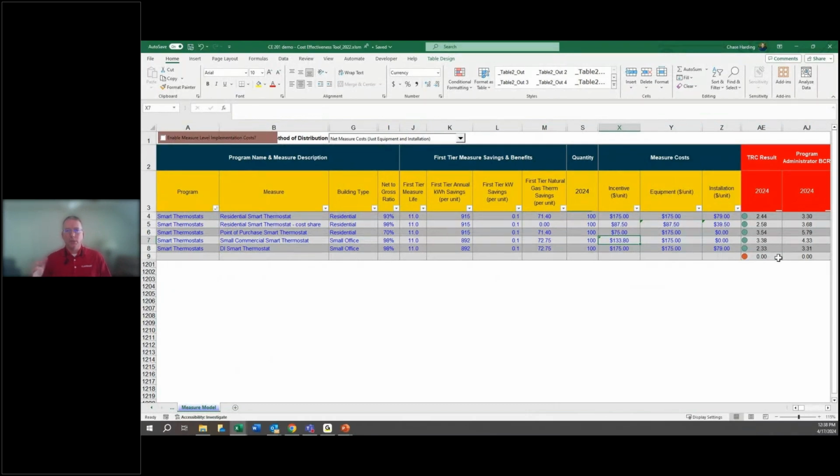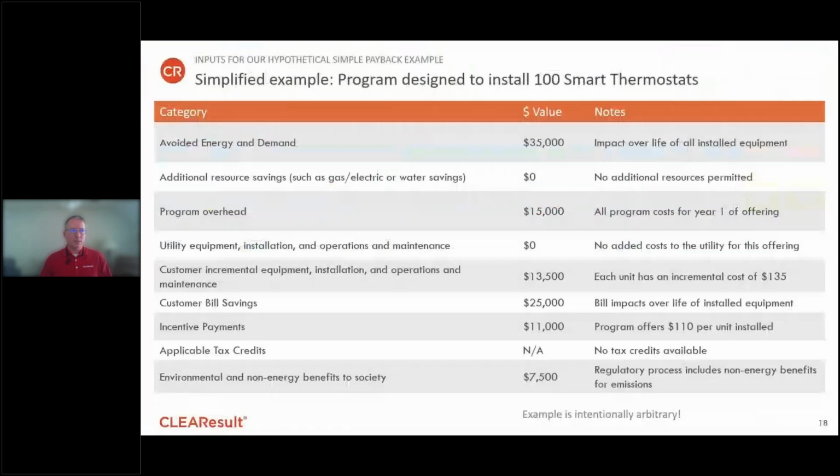In the 101 presentation, we had a very generic hypothetical example. Let's see if we can bring it up here. So this is the slide from 101. Hypothetical simple payback example. We have a contract to install 100 smart thermostats. The program is designed, that's all it's going to do. 100, nice round number, smart thermostats, very common measure.